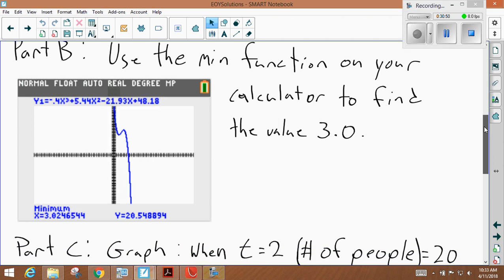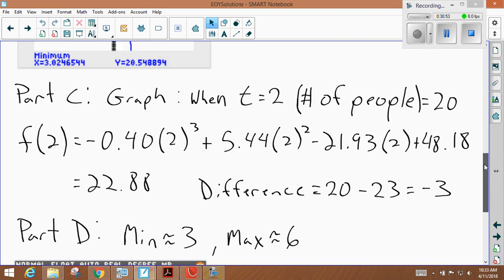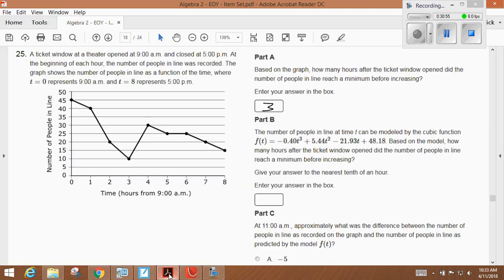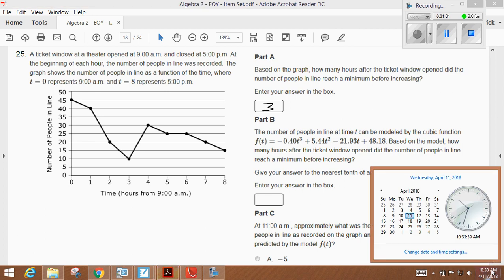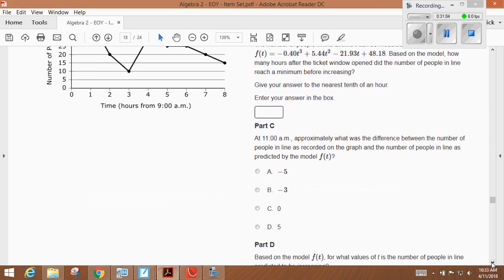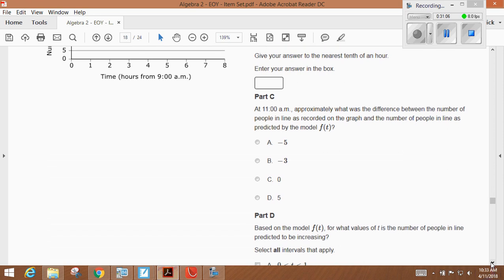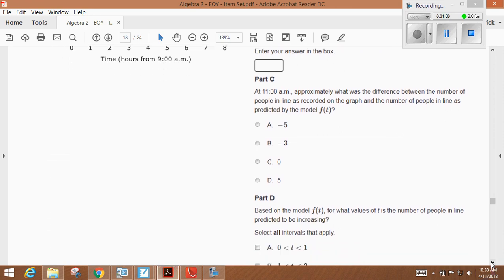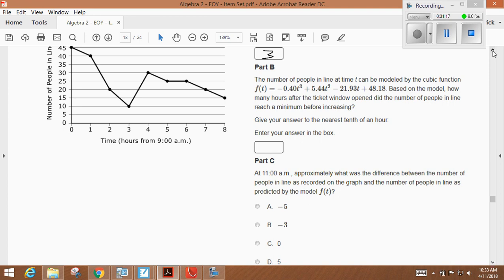All right, we use the minimum function for the next one. So we looked at our graph for part C. Let's look at part C. Part C says at 11 a.m. approximately what was the difference between the number of people in line as recorded from the graph and the people in line as predicted. So at 11 a.m., where's 11 a.m.? If we start at 9, this is 10, 11. So it says 2, right? Now we're looking at what x equals 2 is on our graph.